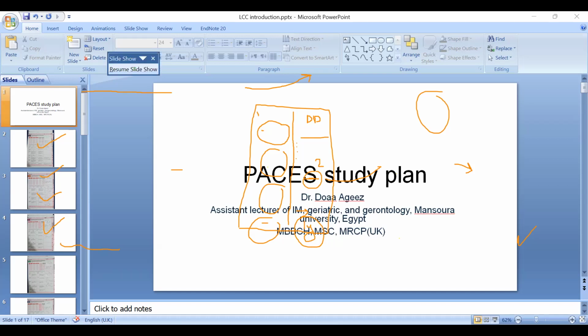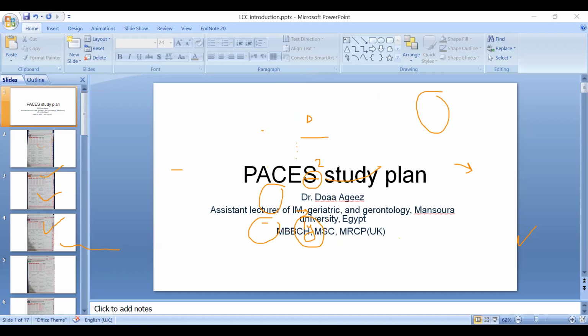Okay, so the last station will be the communication station. Very, very easy. The communication is very easy. You just need to be well prepared. The communication is 10 minutes. Also the communication needs to be prepared with a scheme. Okay, this is also a scheme of communication. Communication goes in 3 parts.